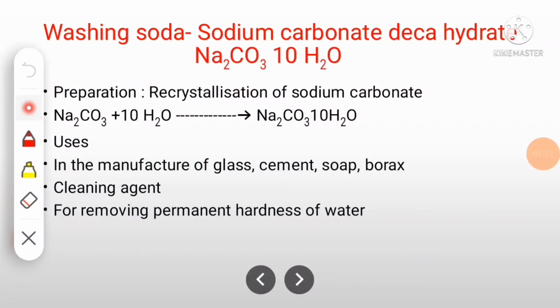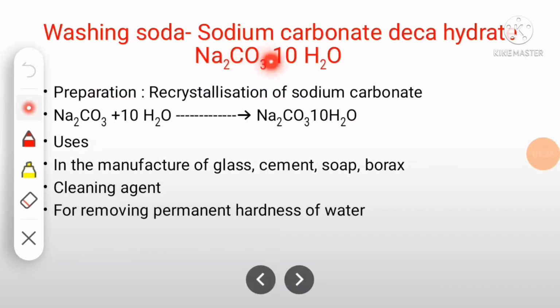And next one is washing soda. Washing soda is sodium carbonate containing 10 molecules of water of crystallization. That is, washing soda is sodium carbonate decahydrate. And the chemical formula of washing soda is Na2CO3.10H2O. And sodium carbonate which does not contain any water of crystallization is called anhydrous sodium carbonate.